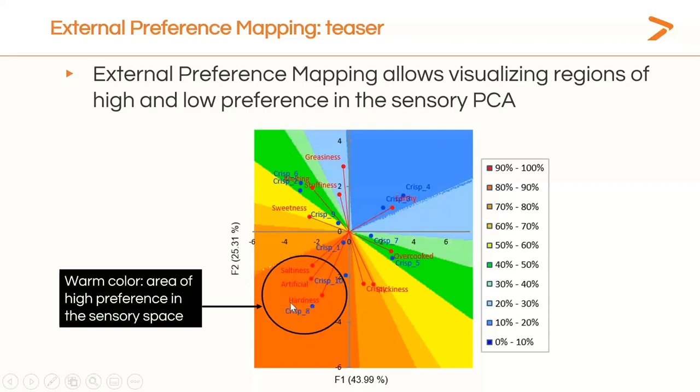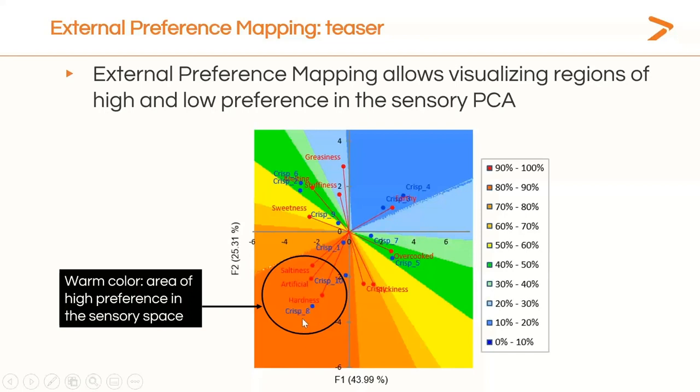We still find that crisp number 8, here again, is linked to a high preference, as we've seen in internal preference mapping. And in addition, we can say that perhaps saltiness, artificial, and hardness are the attributes which drive preference in this region. And earthy is the attribute that has a negative impact maybe on preference. So there are many things that can be said out of this map.